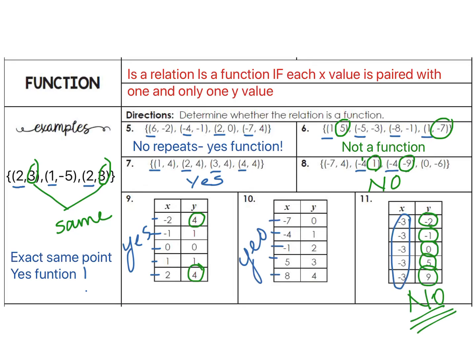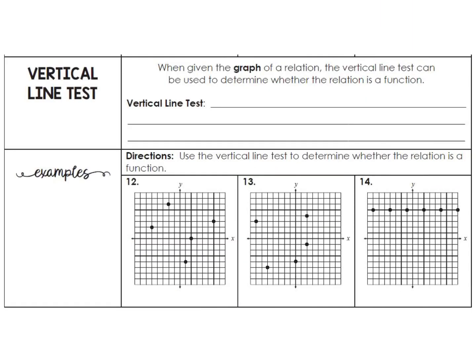Let's look at one other way to determine if a relation is a function or not. So we looked at a list of ordered pairs in 5 through 8, and then we looked at tables in 9, 10, and 11. There's a different, really visually simple way to determine if a relation is a function when we're looking at a graph, okay? So I am going to look at the graphs first before I define what the vertical line test is, okay?